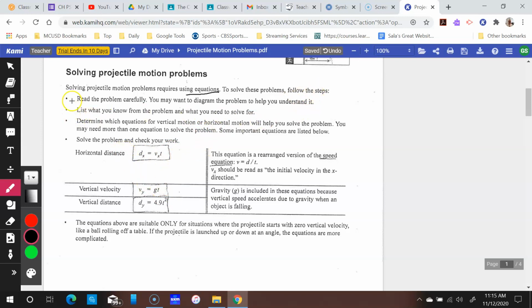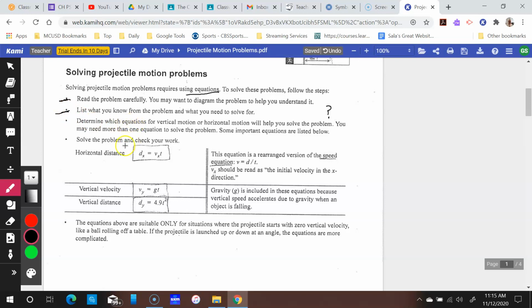So here's some of the steps. Obviously, you want to read the problem carefully. If you want to draw a diagram, that's fine, but you should also be listing out everything that's given to you in the problem. So again, listing what you know, and then finding out what you're solving for. And you put a question mark next to what you're being asked to solve.